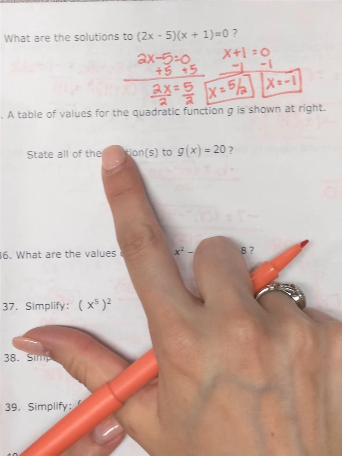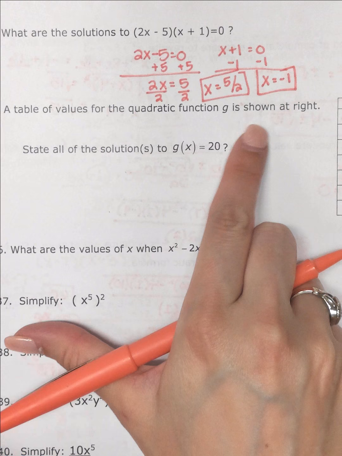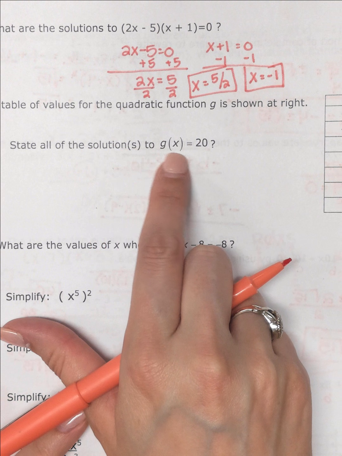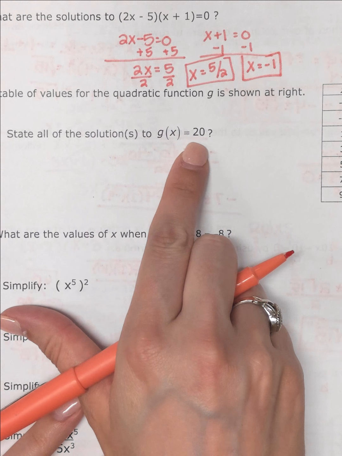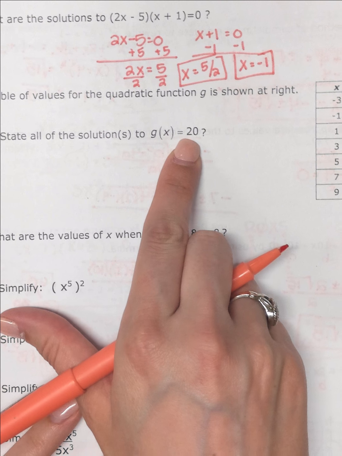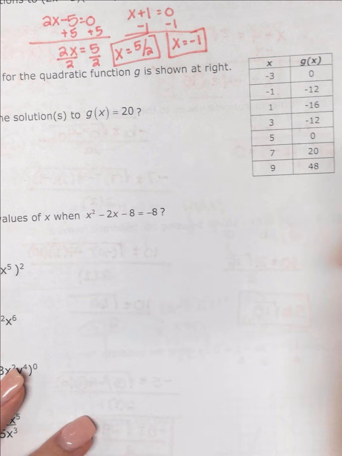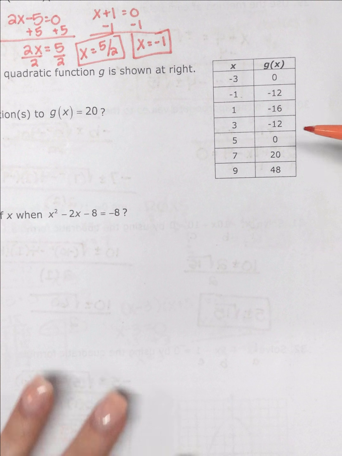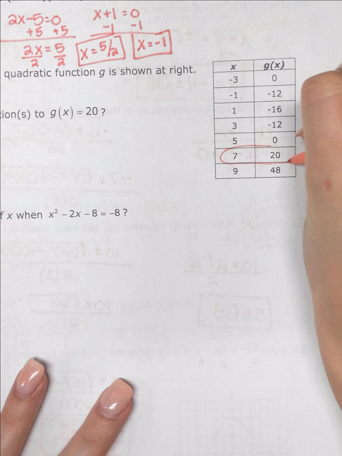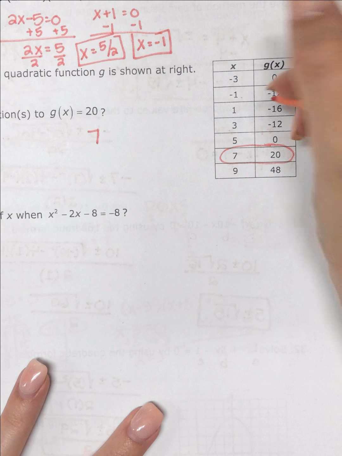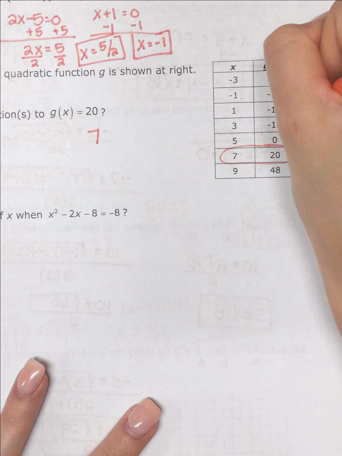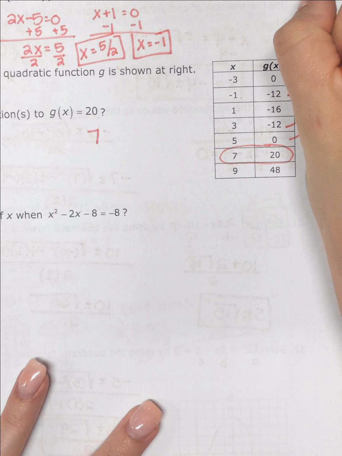The table of values for the quadratic function g is shown at the right. State all of the values, so all of the solutions to where g(x) = 20. That 20 is outside of parentheses, so it is your y value. So you come over here and look to where we see 20 in the y. Well, there's one at 7. But because this is a quadratic, we know it probably has a pair. This goes with this. This goes with this.